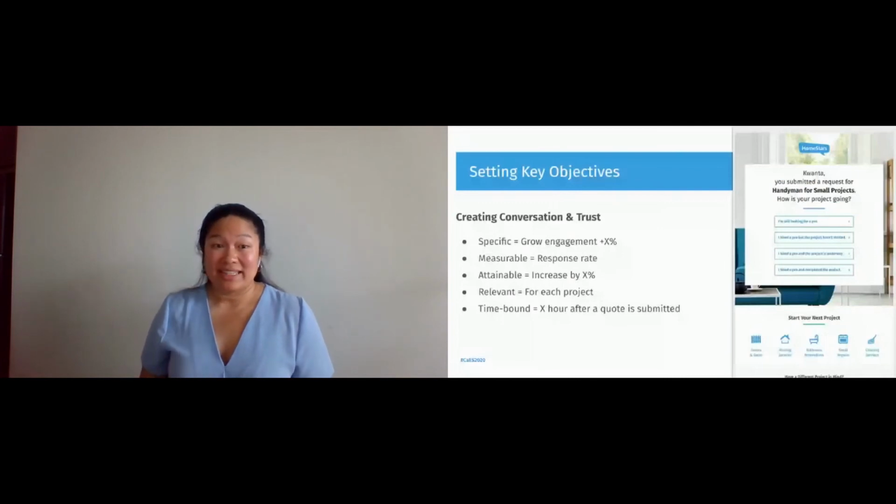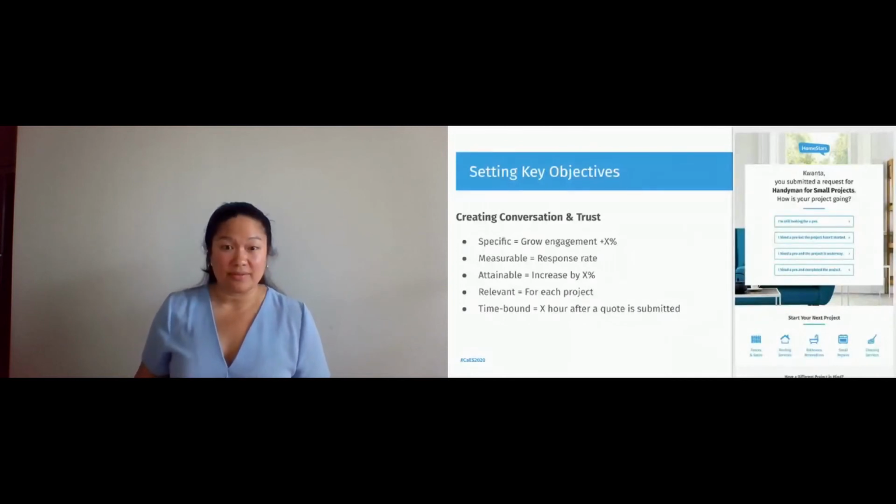For your benefit, here is a second example of our SMART objectives for hiring status. And as I mentioned before, this is our most engaged campaign. The specific here is grow engagement by X%. Measurable, we use the response rate for this email, increased by such a percentage, and relevant for each project. And the time-bound is X time after quote is submitted. And moving on.